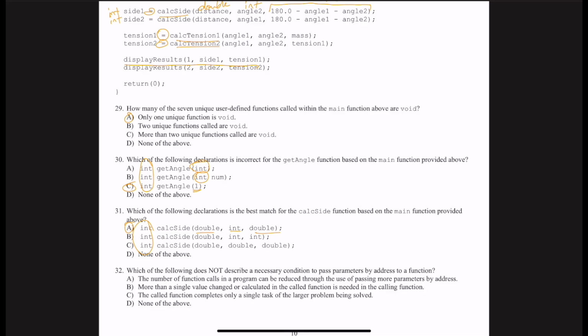Question 32. Which of the following does not describe a necessary condition to pass parameters by address to a function? A. The number of function calls in a program can be reduced through the use of passing more parameters by address. So A is not a necessary condition, at least. So this is the answer. So the reason why, right? You could reduce your program down to essentially one UDF, by using pass by address if you combined all your tasks together.